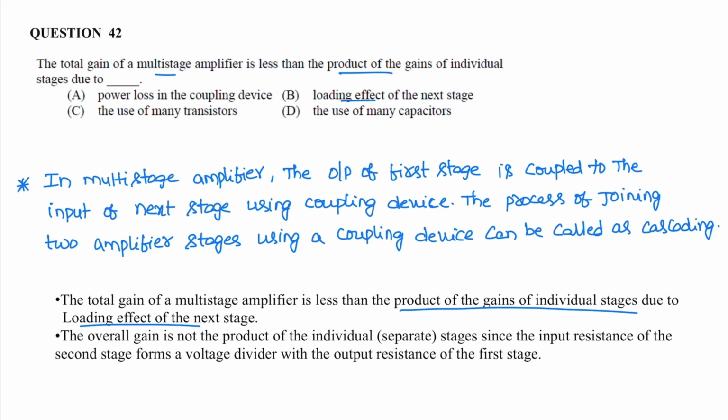The overall gain is not a product of the individual stages since the input resistance of the second stage forms a voltage divider with the output resistance of the first stage. Suppose this is the first stage and this is the second stage. Between the output resistance of the first stage and the input resistance of the second stage, a voltage divider network will be there. Because of that, the loading effect will exist. Hence, the overall voltage gain is less than the product of gains of individual stages due to the loading effect. So the correct option is B.